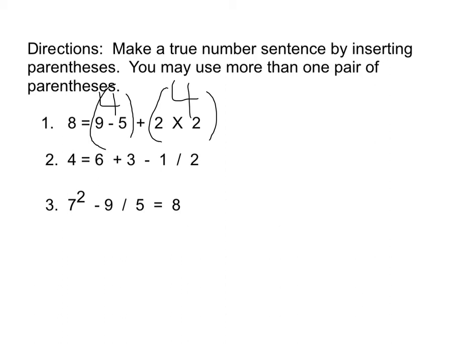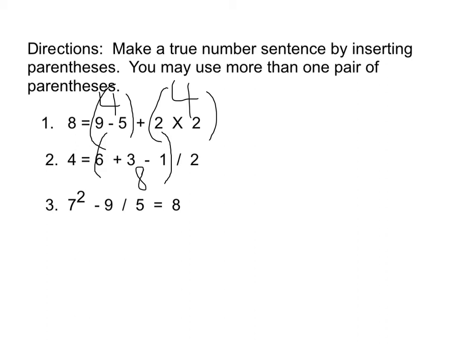Now, in number 2, a little bit different. You only needed to have one set of parentheses. Boys and girls seem to think that when they put a parentheses in, it could only be around 2 numbers. In number 2, the parentheses should have been around the number 6 and the number 1. Because 6 plus 3, 9, minus 1 is 8. Then 8 divided by 2 would give us 4.